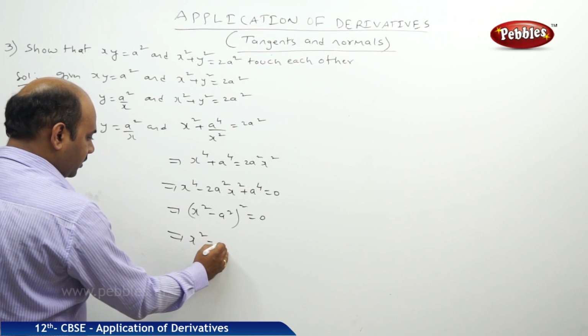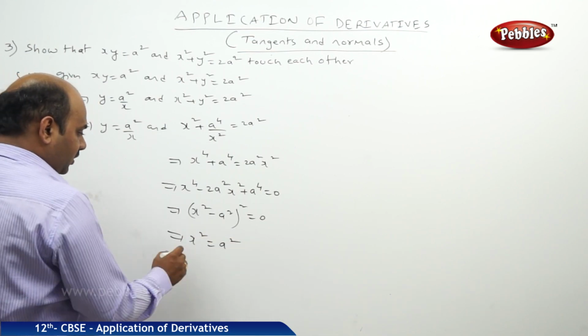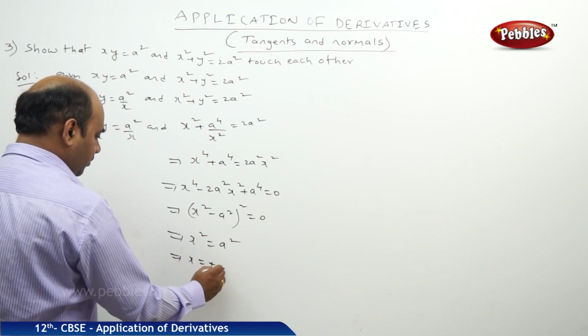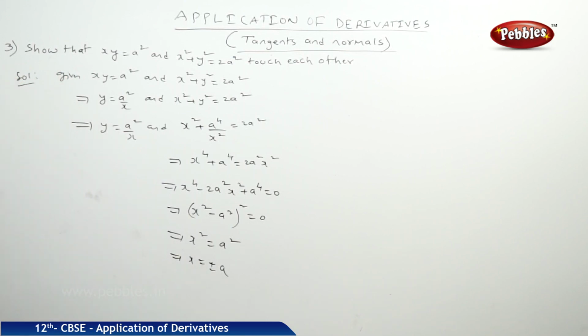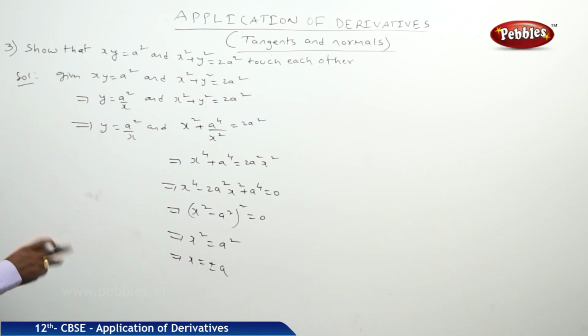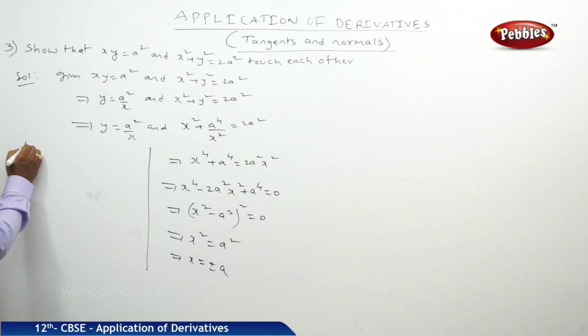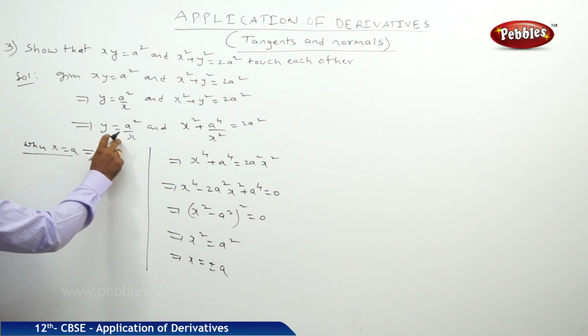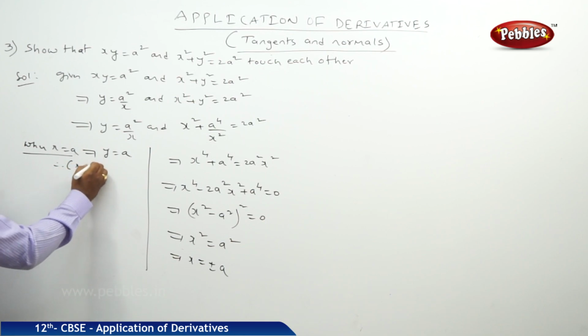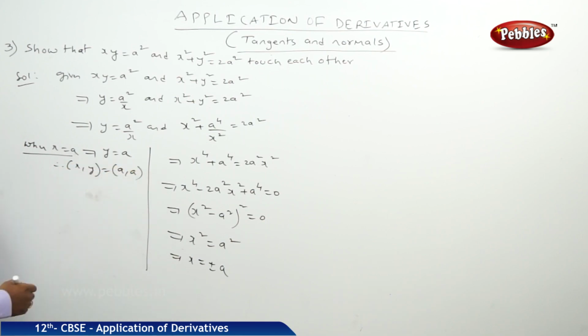That means x square is equal to a square. So definitely I can write this as x is equal to plus or minus a. That means I got two values of x. One is x is equal to plus a and the other is x is equal to minus a. Now here we should be very careful. Here itself I am continuing. When x is equal to a, I will be substituting here, y is equal to a. Therefore one point of intersection I got as (a, a).